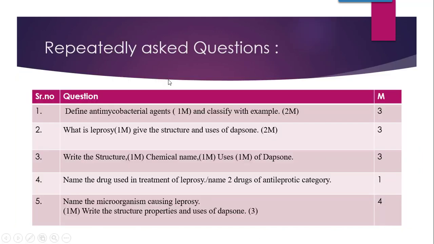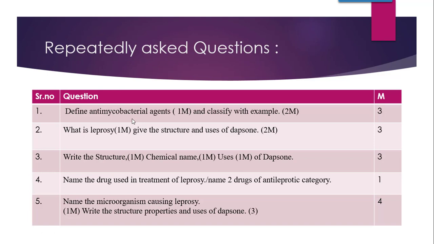So first question is define antimycobacterial agents and classify it with example. So as such in your syllabus, if you will see, there is not a separate topic given on antimycobacterial agents, but it is a part of antitubercular as well as antileprotic. Why? Because the word suggests, as we have discussed earlier, antimycobacterial means anti to mycobacteria.